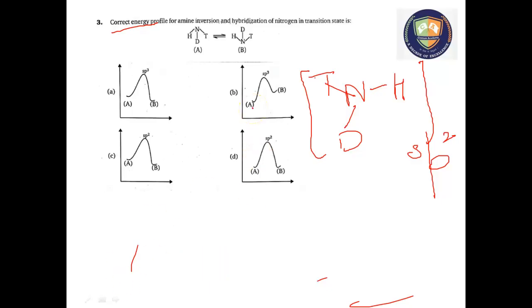So what we can observe is that in option A, the diagram shown, A and B don't have the same energy. In B also, A and B do not have the same energy. In C, A and B also don't have the same energy. The left option is D, in which this A and this B both have the same energy, and the transition state has sp2 hybridization. So our answer will be this D. Okay, so is it clear?